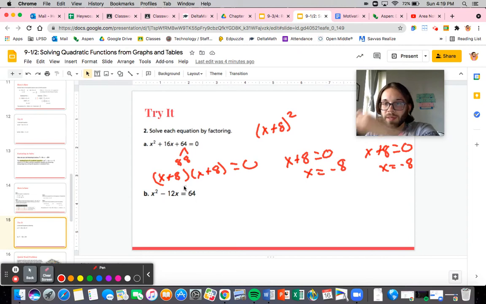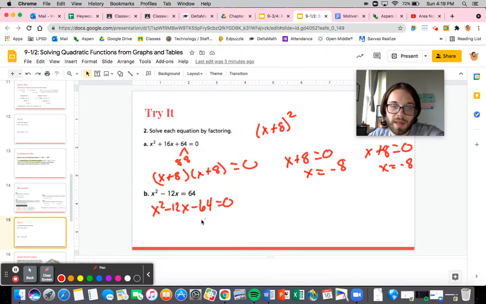All right, now let's do this one over here. First things first, get it in standard form, so I'm going to subtract it from both sides. Okay, now I need to find factors of -64 that add up to -12. Let's see, what do we have here? One of them has to be positive, one of them has to be negative, and the bigger number has to be negative. So I want factors of -64.